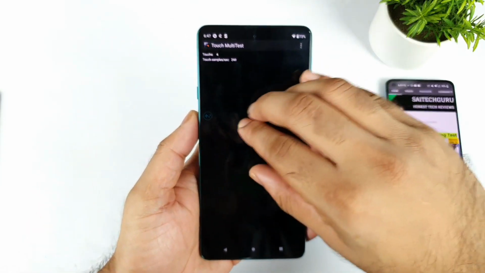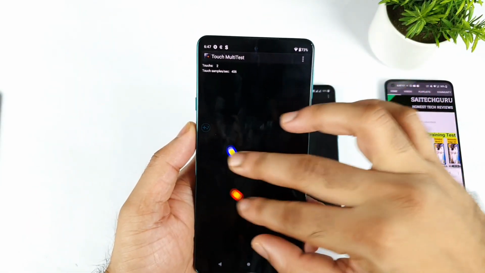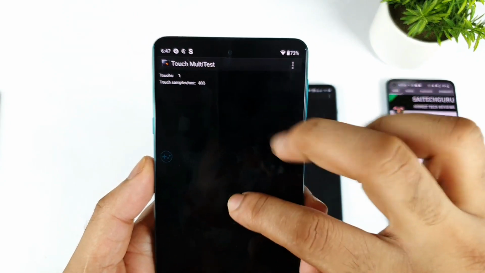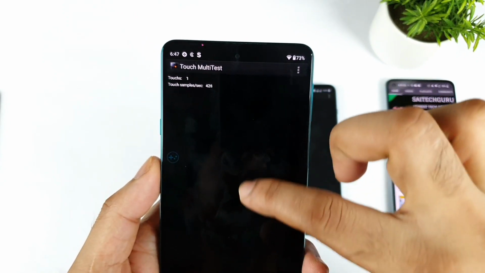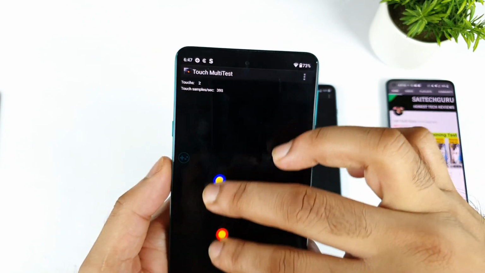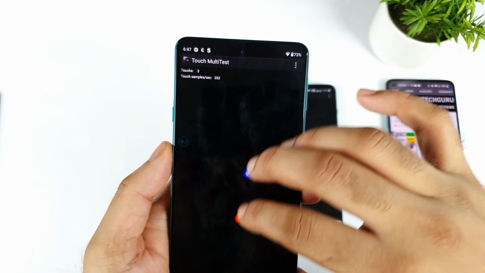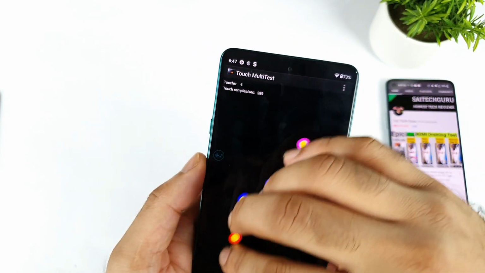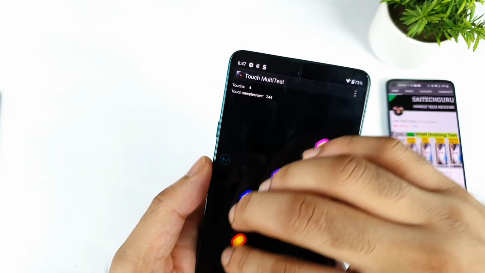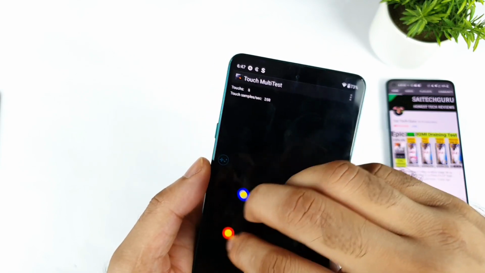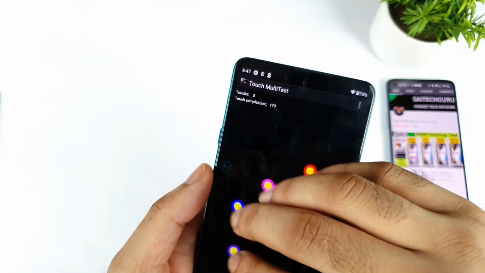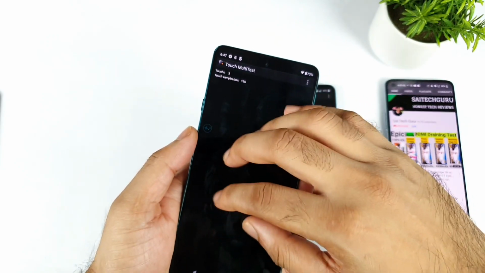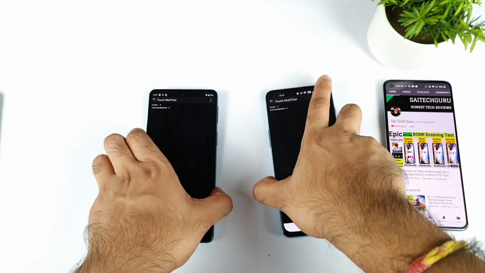So right now you can see I'm using multiple fingers to test the touch sampling rate. You can see how it's decreasing. With a single finger we are getting a 400 to 500 value. Two fingers also no problem, we are getting close, a little bit of decrease. With three fingers the value came down to the 300 range, and with four fingers it came down to the 200 series. And with five fingers, it came down to the 100 series. You can see clearly, friends, what is happening with the five-finger gestures. So this is the multi-touch sampling.